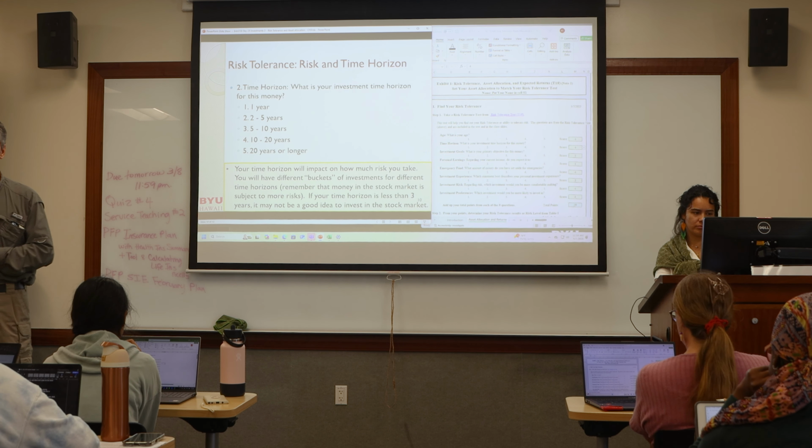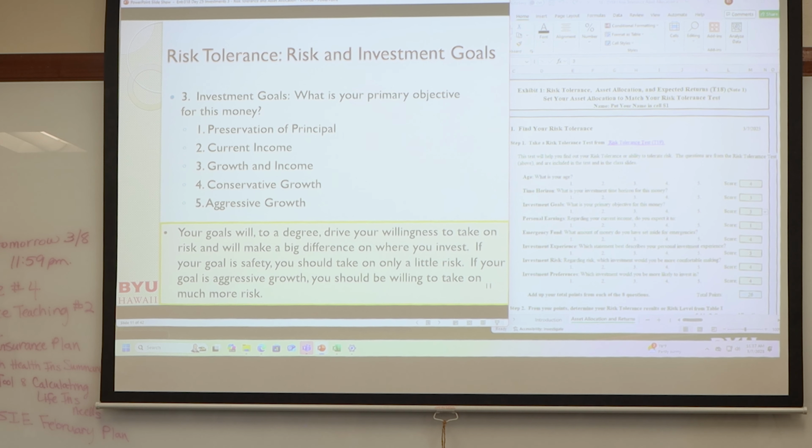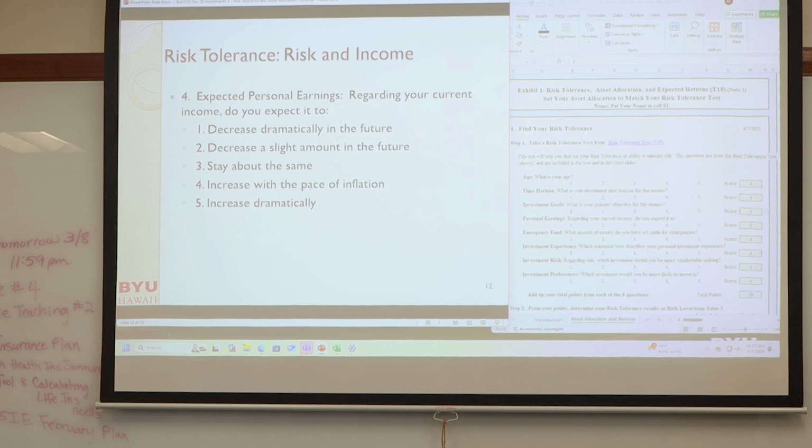But what we're trying to show you is that a lot more goes into asset allocation than just numbers. Investment goals: what's your primary objective for this money? Is it preservation of principal, meaning you don't want to lose any money? Is it current income, do you need money coming in? Is it growth in income, a little bit of growth and money coming in? Is it conservative growth, or is it aggressive growth? Your investment goals have a significant impact. Your goals will, to a degree, drive your willingness to take on risk, and it'll make a big difference in where you invest.